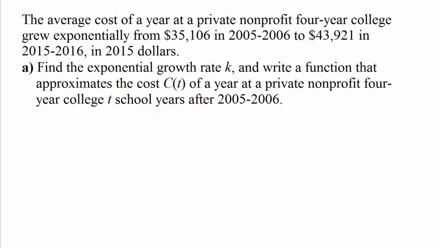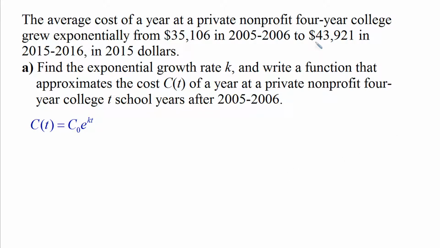Part A. Find the exponential growth rate, k, and write a function that approximates the cost, C of t, of a year at a private nonprofit four-year college, t school years after the year 2005-2006. We'll start with the exponential model. C of t is equal to c naught times e to the power kt. First, we'll plug in the values we know.